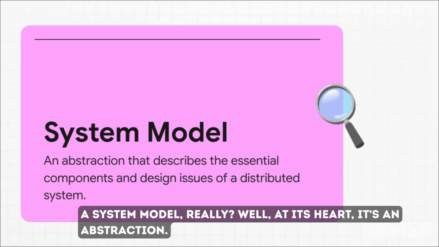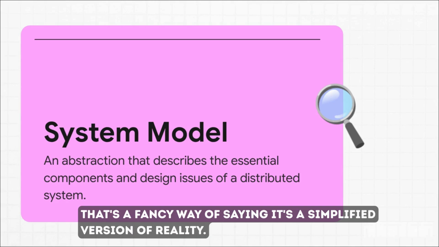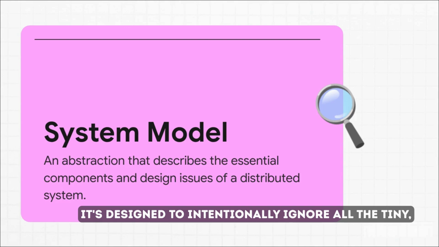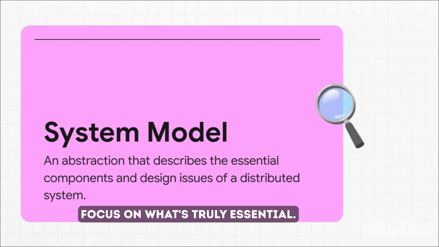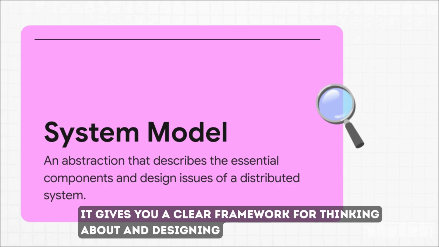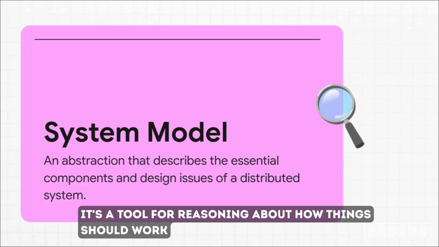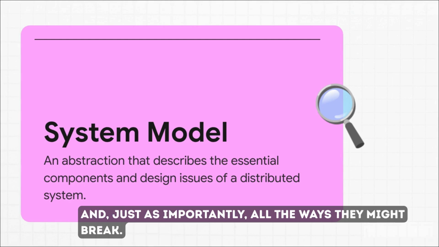So what is a system model really? Well, at its heart, it's an abstraction. That's a fancy way of saying it's a simplified version of reality. It's designed to intentionally ignore all the tiny, nitty-gritty details of specific technologies so you can focus on what's truly essential. It gives you a clear framework for thinking about and designing a system. It's a tool for reasoning about how things should work and, just as importantly, all the ways they might break.